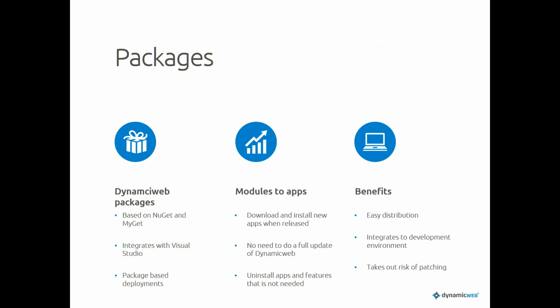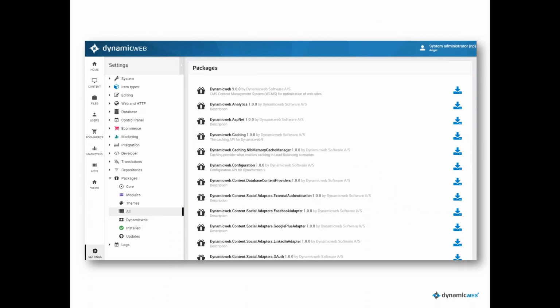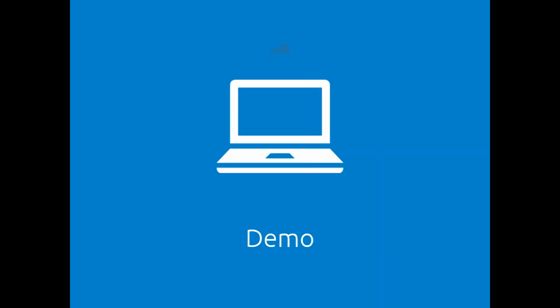And the benefits, of course, are easier distribution of fixes and new features, and it also should take out some of the risk of updating or patching your system if there are bugs or anything you need to get rid of in your installation. So this is how it looks in Dynamicweb. You will probably not see it that much, since it will be your partner or the support department taking care of all this. But if you have an update to one specific piece of a feature in Dynamicweb, it will show up in this list, and you can update it from the administration. Very simple and easy.